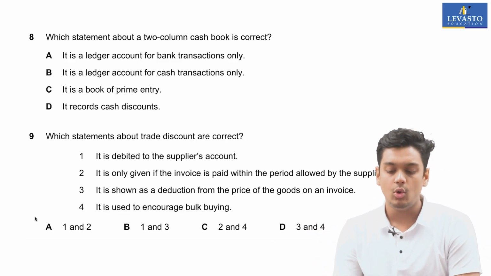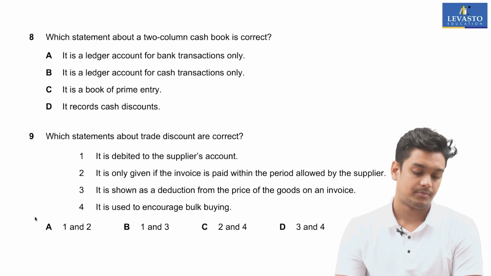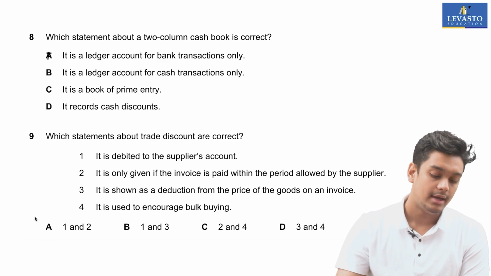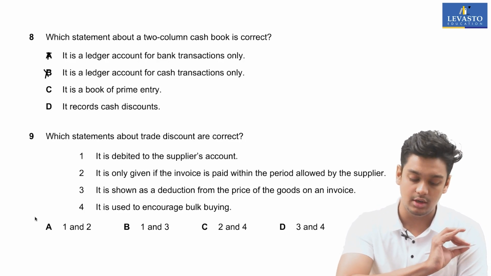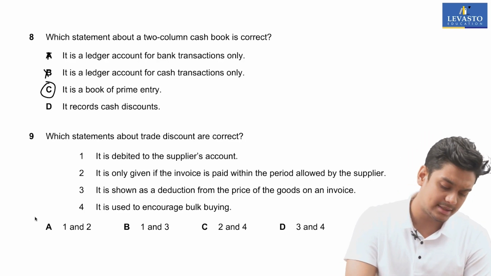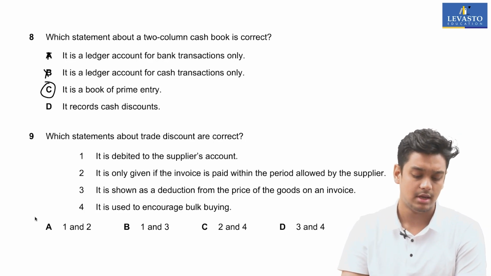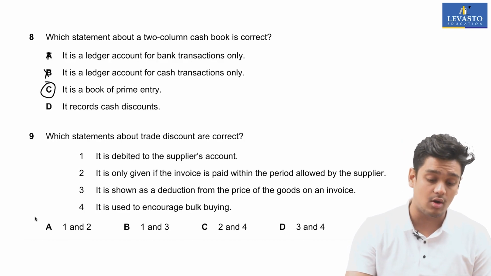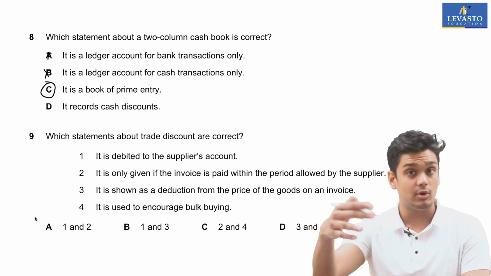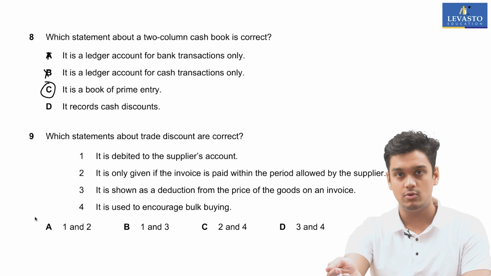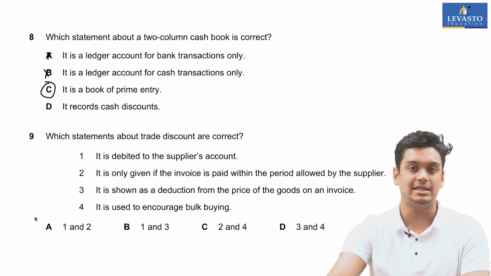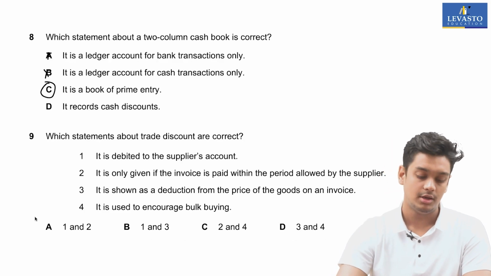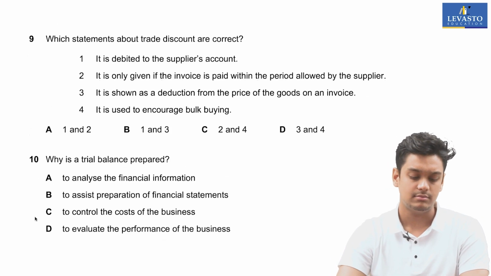Which statement about two-column cash book is correct? It's a ledger account for bank transactions only? No. It's a ledger account for cash transactions only? No. It's a book of prime entry? Yes. That's the most appropriate answer. Yes, it does record cash and bank transactions, and a three-column cash book records discount as well. This is two-column cash book: you have cash and bank. Triple column cash book, you have discounts as well. So here the appropriate answer is C.